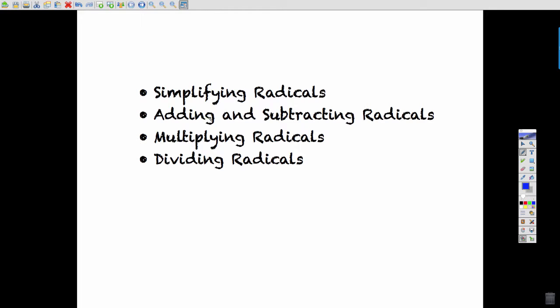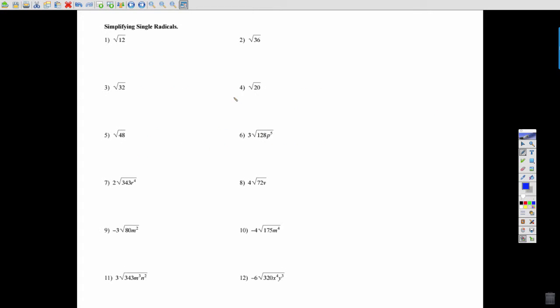And then the rest of it, these four operations, add, subtract, multiply, and divide, all operations eventually boil down to simplification of the radicals. So like these examples here, there are some numbers. Here's a square root, and inside the square root I have a 12. And I need to find the perfect square in 12.